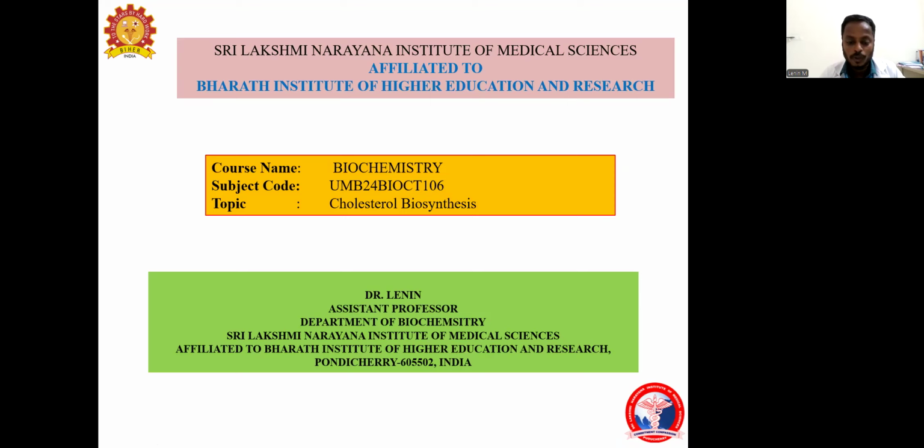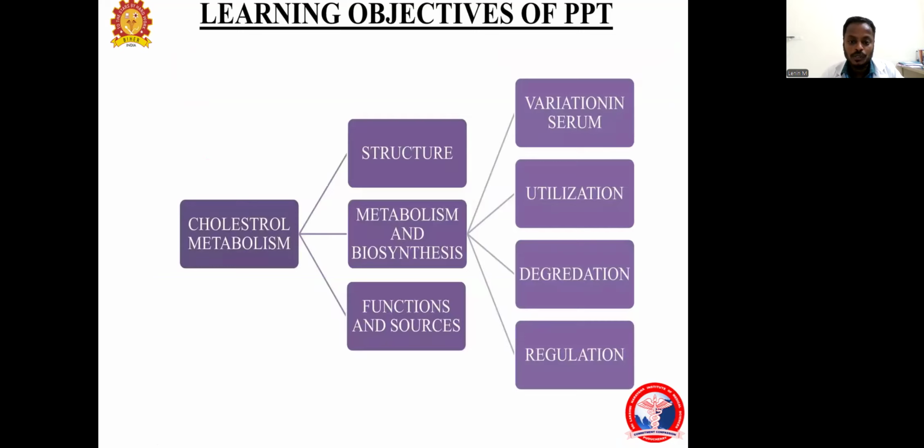And I will go through this topic one by one. What are the important specific objectives from this topic? First, you have to discuss the structure of cholesterol, and second, the metabolism and biosynthesis, and third, the function and sources of cholesterol, and its utilization, degradation and regulation. So these are the most important and specific learning objectives from this topic.